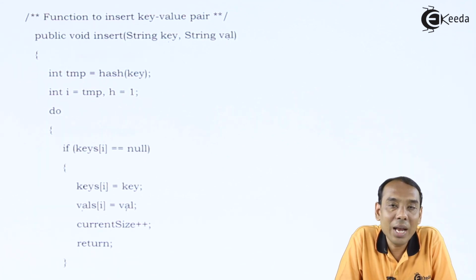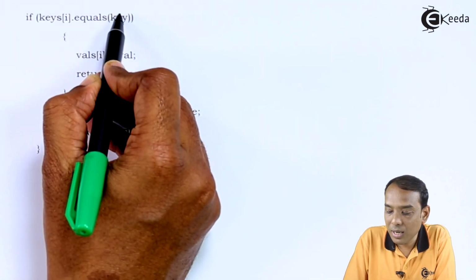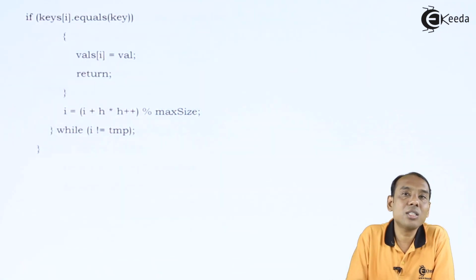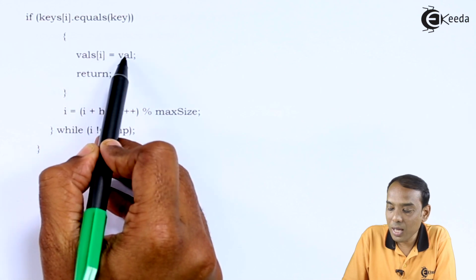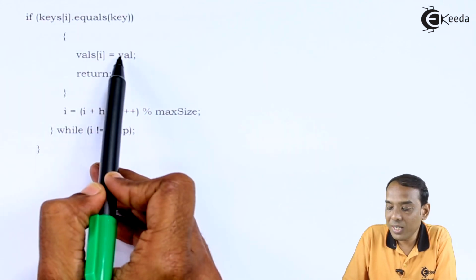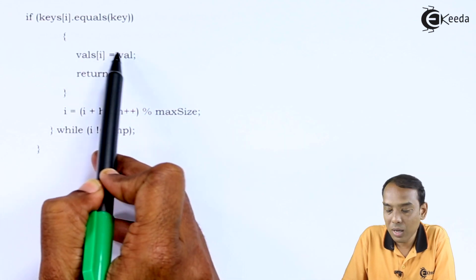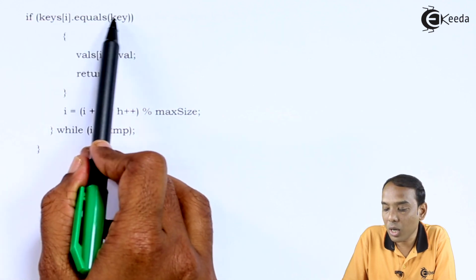Now we will check for the while condition, but before that we need to check another set of values. Let us check with another if condition. If keys I dot equals key, so we have the value taken from the user, key, and that is equal to keys I. In that case, we have found the key, and its corresponding value needs to be transferred. So we write down vals I equal to val. Since we have found the key, its corresponding value only needs to be written. This is taken from the corresponding key which we have found in keys I dot equals key.